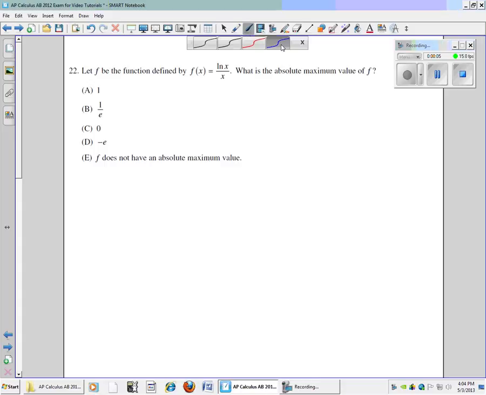This is problem number 22 of the 2012 AP Calculus exam. Let f be the function defined by f of x equals the natural log of x divided by x. What is the absolute maximum value of f?